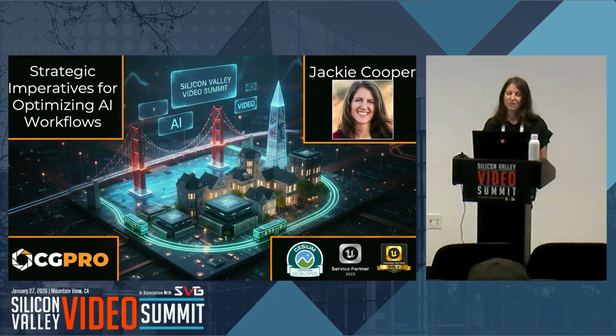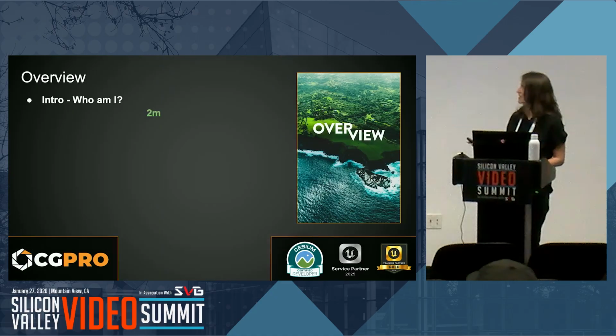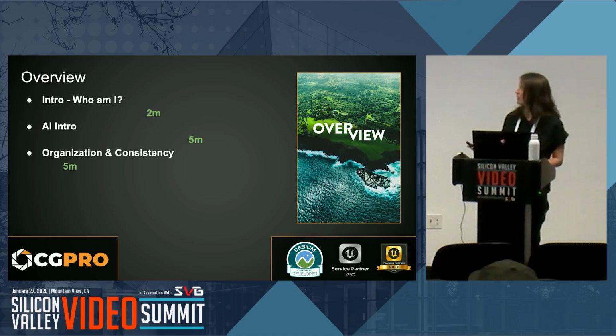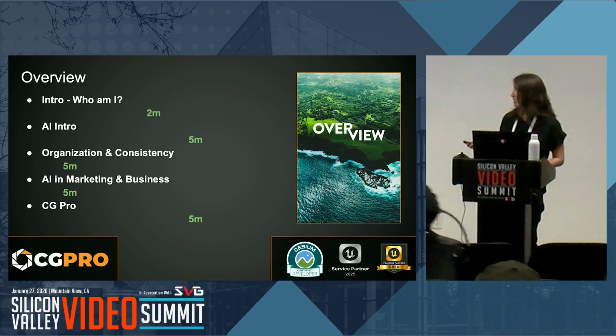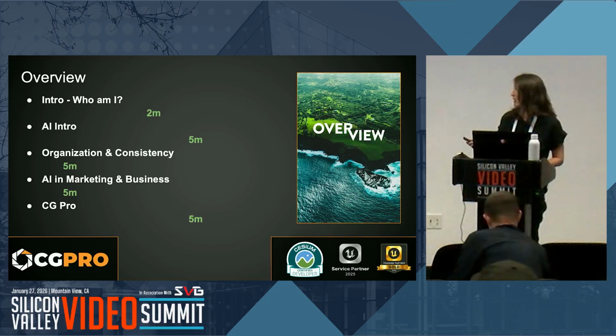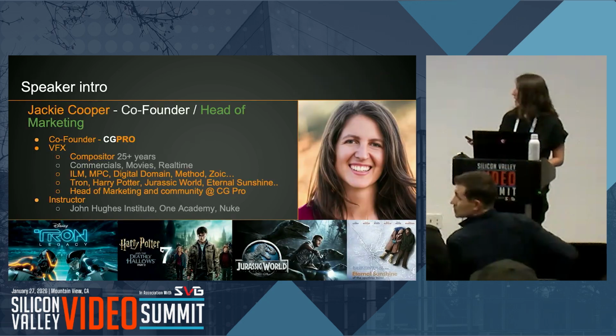So basically, the point being that there are a lot of reasons to optimize your workflows, and I'm going to get into them very in depth today. What I'm going to be going over is who I am, an intro, and then talking about organization, which is a big part of getting consistency in AI, especially on longer projects, AI in marketing and business, a little bit about CG Pro, and then a Q&A.